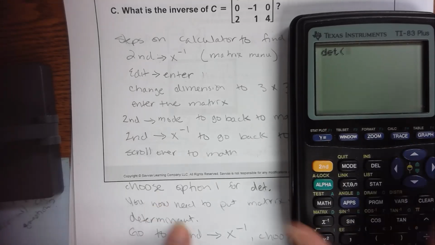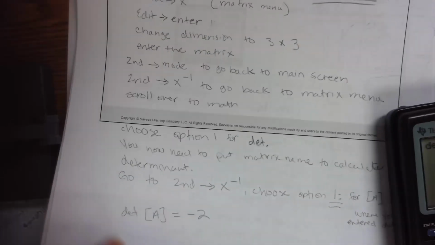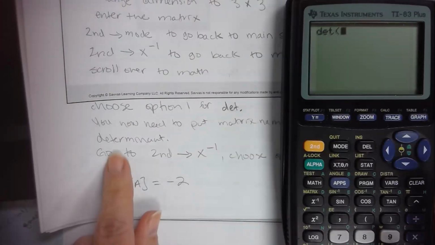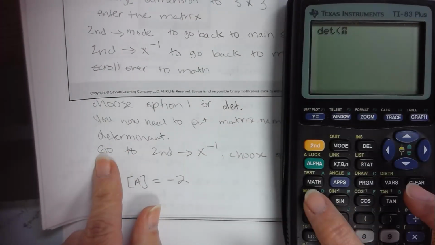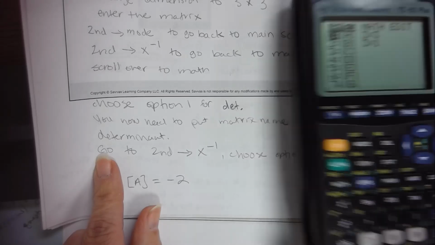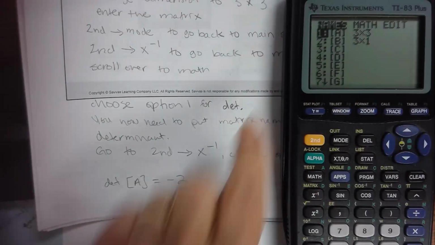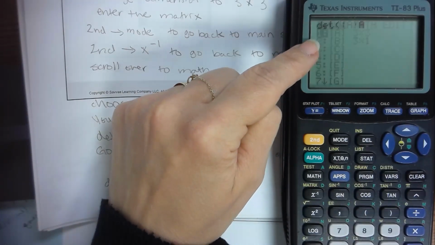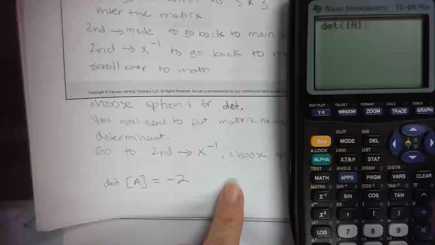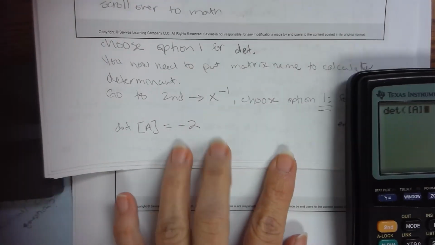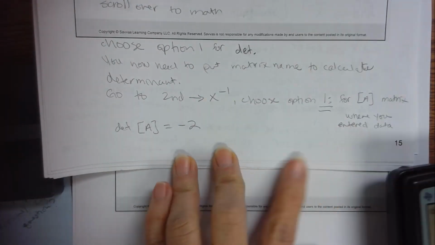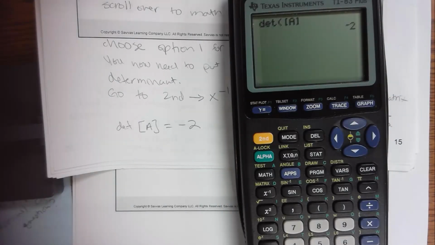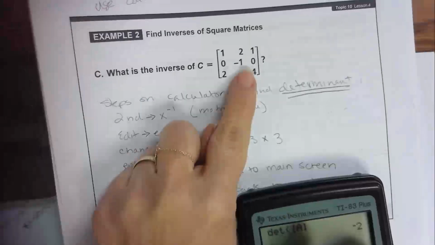So to grab A, you're going to go back to second matrix, and then choose option 1 for A. I don't need to scroll to math or edit, just leave it because I want to pick up the name. Get A. Now it puts determinant of matrix A like that. I'm just following that. And then hit enter, and then voila. That's a determinant. It's -2. Okay, determinant of that is -2.